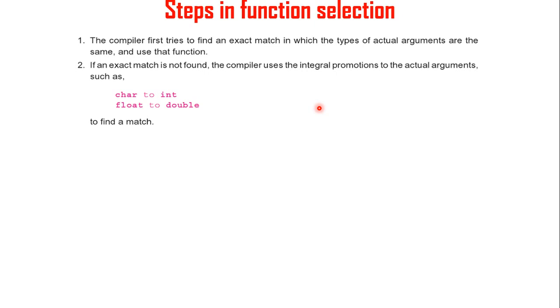Understand? If you are using a character and no character data type is used in the function arguments, it will try to promote that character into an integer. Or if you have used a float and a float is not found, it will automatically promote the float to double and check whether any parameter can find a match. If there is a match, then that particular function will be called and made use of.